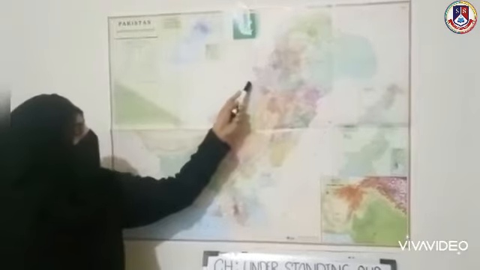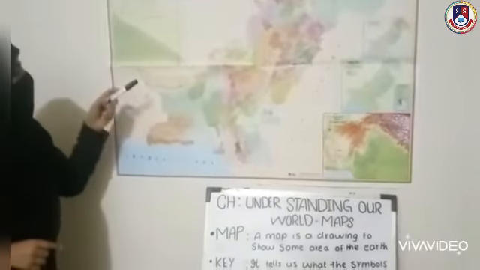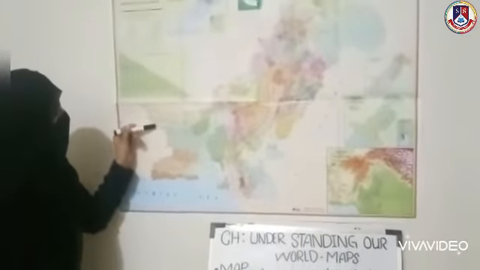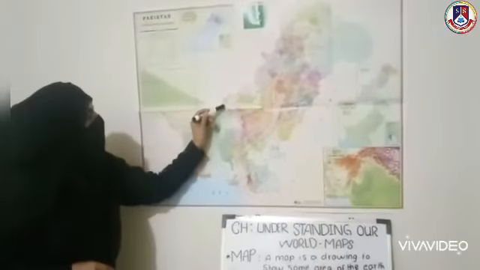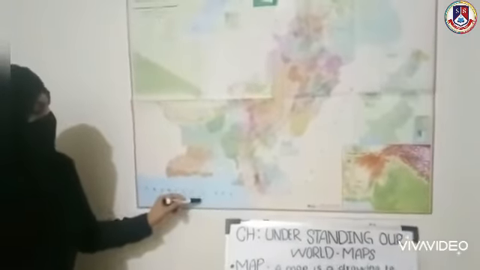Now, look at the map. It is a map of Pakistan, and these are neighbor countries of Pakistan: Afghanistan, China, India and Iran. Students, this is the international boundary of the map of Pakistan and its color is red. This is a blue color and it shows the Arabian Sea.